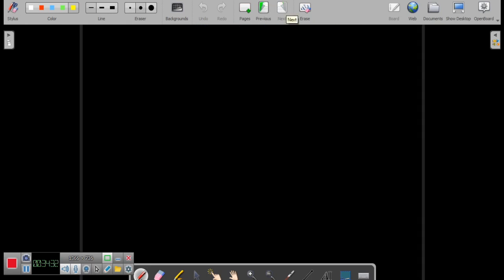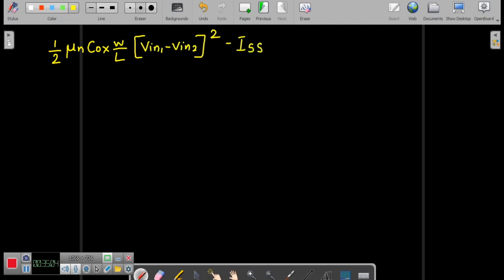Okay. So now that is equal to half mu n COX into W by L. This is Vin1 minus Vin2 whole square, because our earlier left hand side was only Vin1 minus Vin2 whole square. This is equal to this minus ISS, which is equals to minus 2 into root ID1 into ID2.